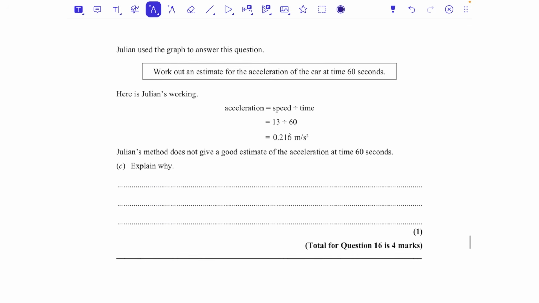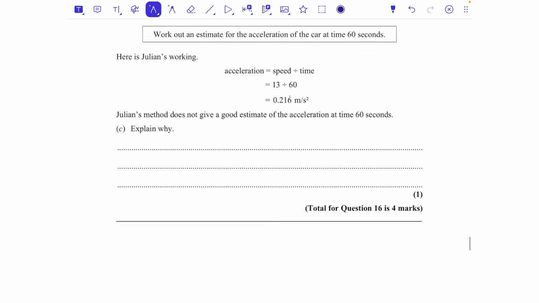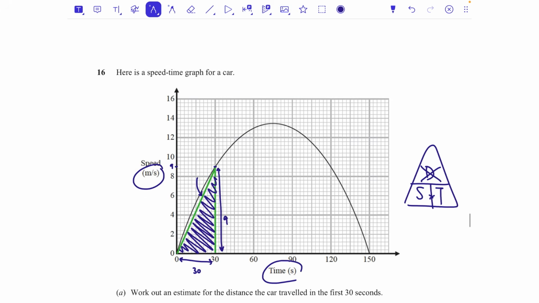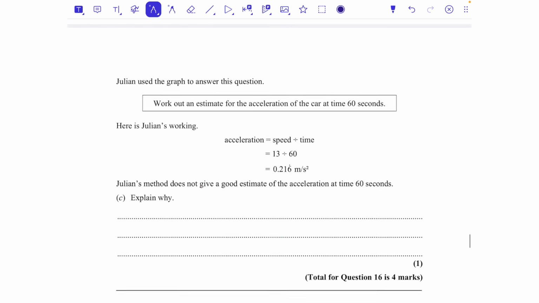Julian used the graph to answer this question. Work out an estimate for the acceleration of the car at time 60 seconds. So if we want the acceleration, he's done speed divided by time, 13 divided by 60, 0.216 meters per second squared. Julian's method does not give a good estimate of the acceleration at time 60 seconds. Explain why. So acceleration is the rate of change of the speed. It's going to be the gradient. Now, he wanted the acceleration at 60 seconds. So we go to 60 seconds and we go to this point here. He's read that off as 13. So he's done 13 divided by 60, okay?